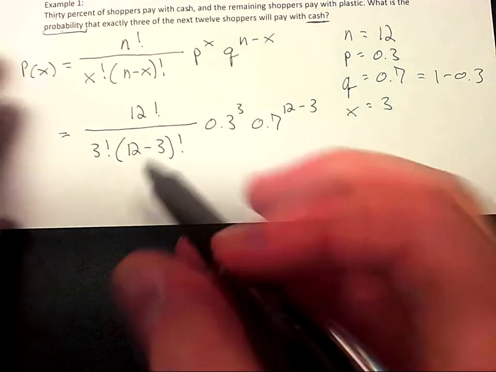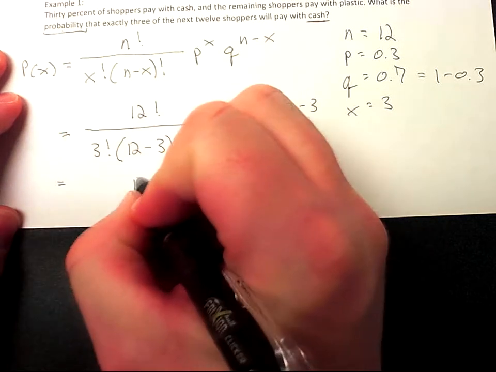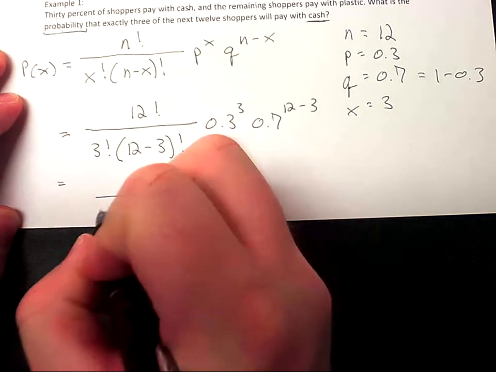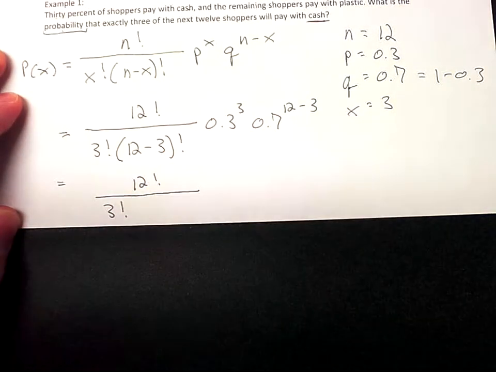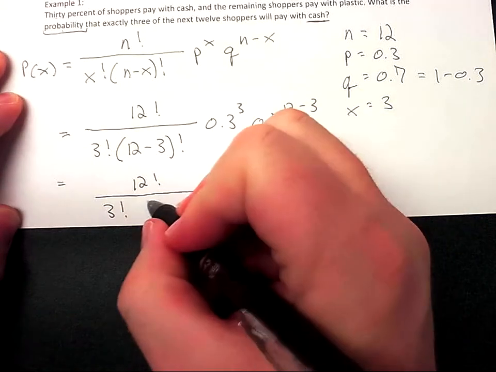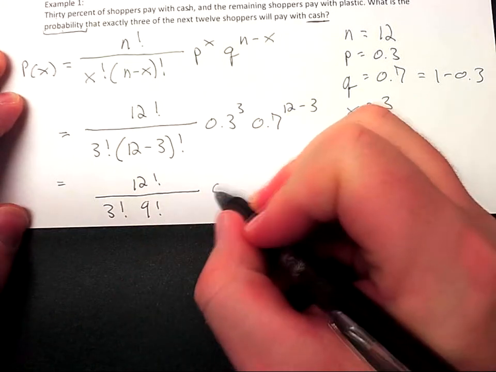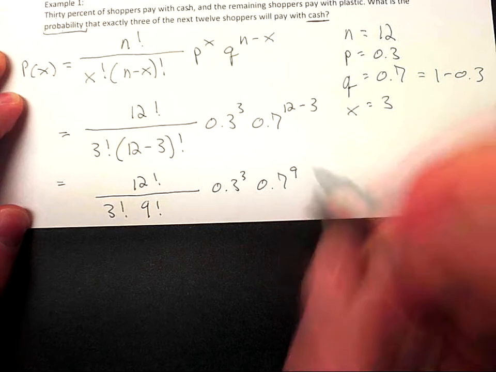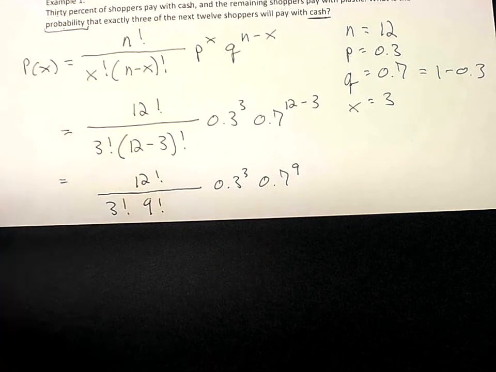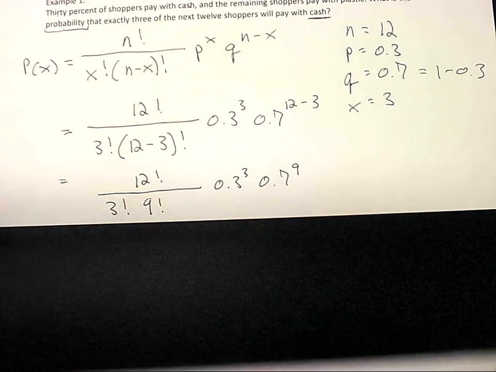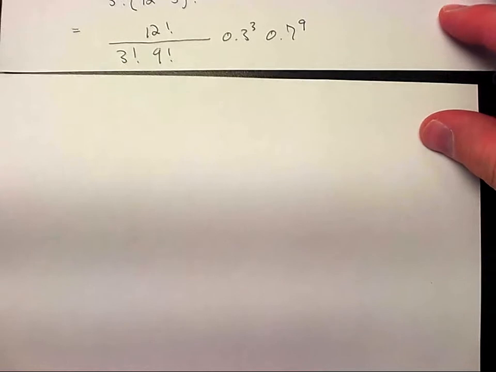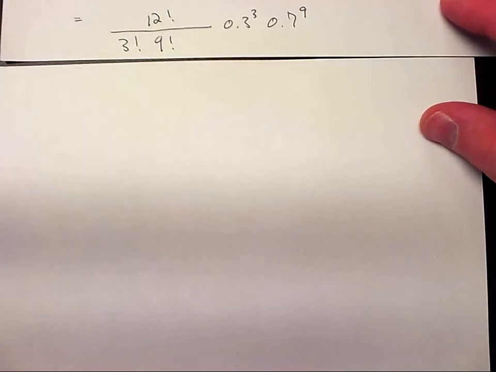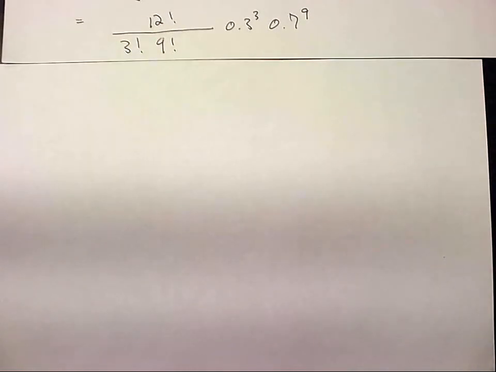All right, so let me rewrite this as 12 factorial divided by 3 factorial times what is 12 minus 3? 9 factorial. And then we have 0.3 cubed and 0.7 also to the power of 9. So here I have it simplified slightly.